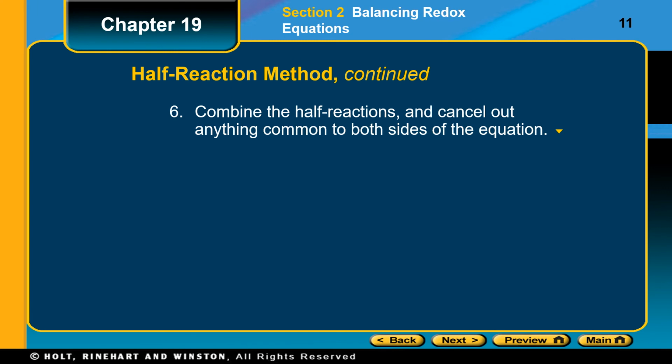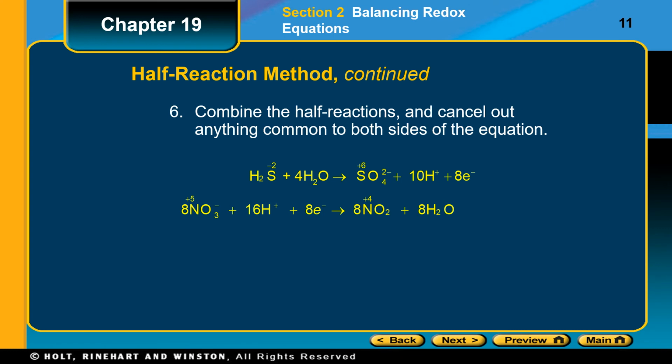So now that we have that, we're going to distribute, and then we'll add these equations together, and we're going to cancel out anything that's common on both sides of the equation. Okay, so we have this from multiplying by 1. We have this one from multiplying by 8.